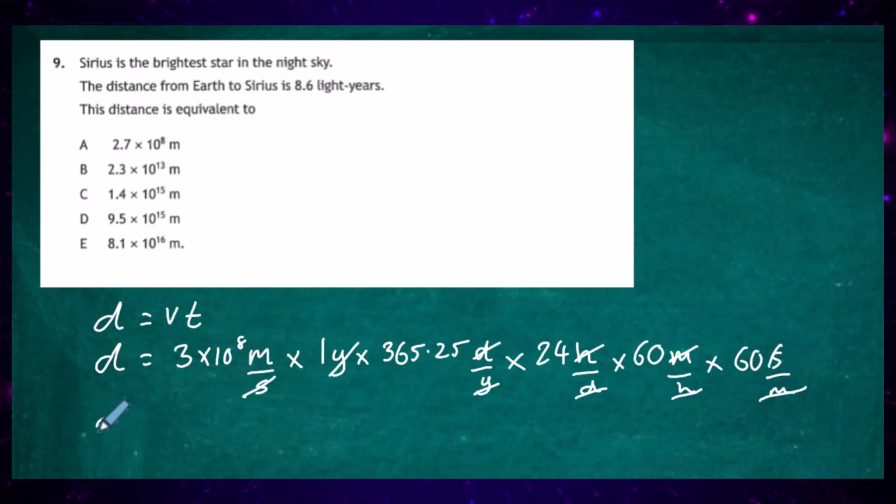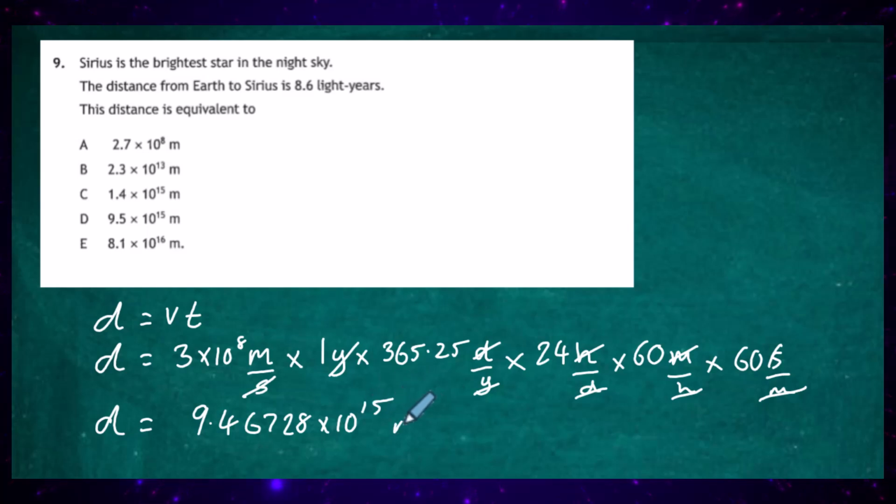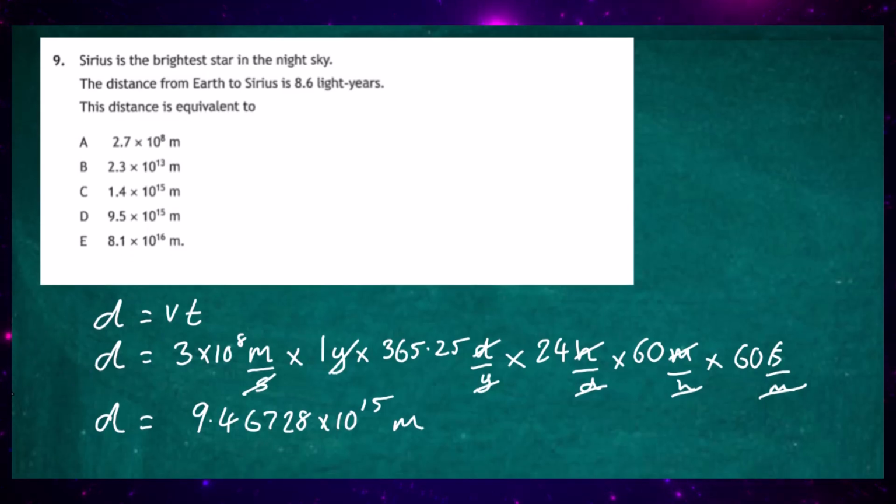So all we have to do is multiply those numbers together. 3 times 10 to the power 8 times 1 times 365.25 times 24 times 60 times 60. And the answer we get on our calculator is this long number here, 9.46728 times 10 to the power 15 meters. So that is the distance which light travels in 1 year in terms of meters.